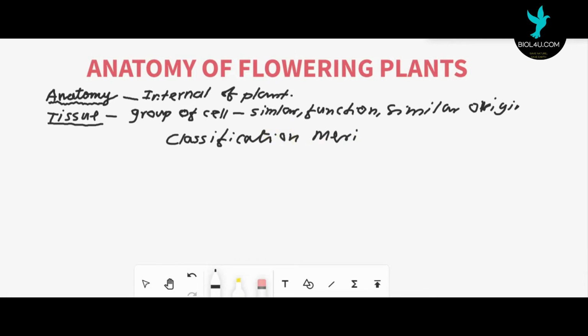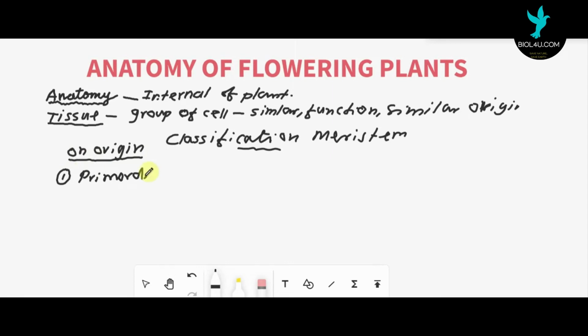The meristems are classified on different bases. So first, let us take the classification based on the origin. According to the origin, the meristems are classified into, number 1, the primordial meristem.